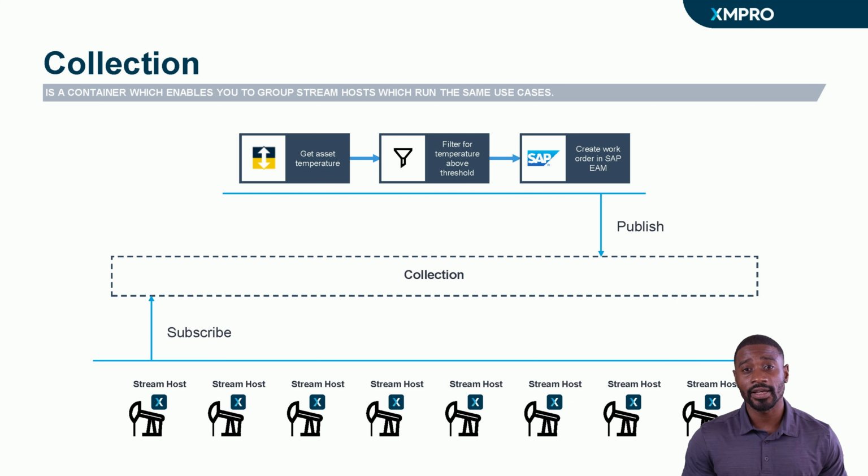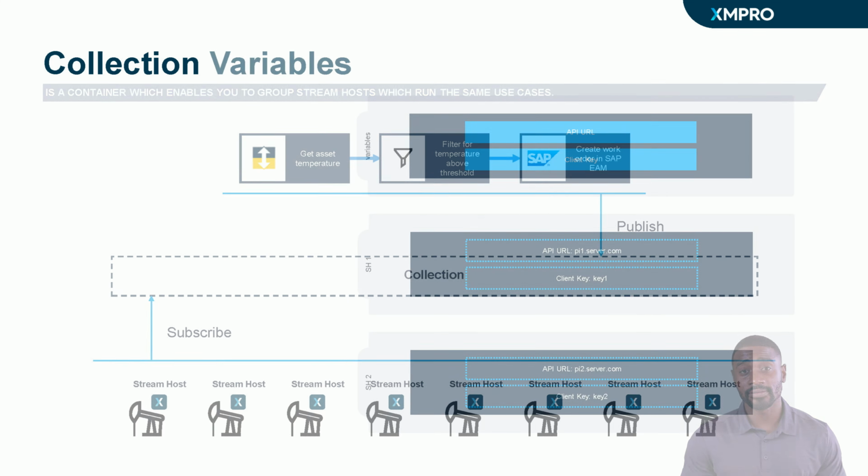This is where collections come in. A collection is a container that enables a grouping of stream hosts running the same use cases. A collection allows us to deploy one data stream to multiple stream hosts running the same use case automatically. By doing this, a single data stream can be published to one collection and the stream hosts, by self-subscribing to the collection, download and then run the data stream logic.